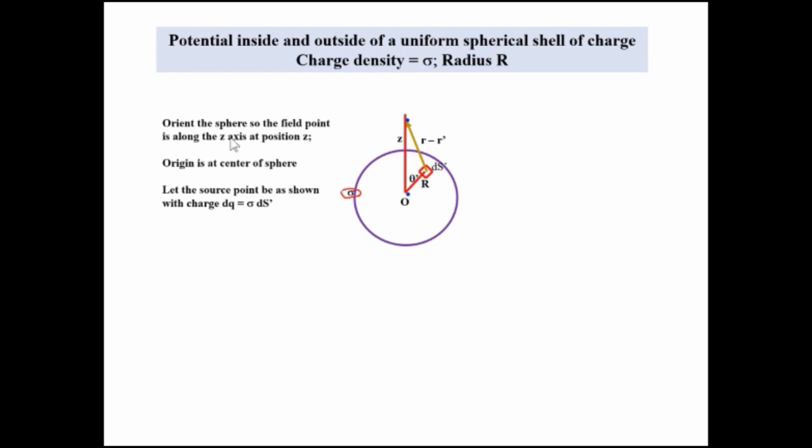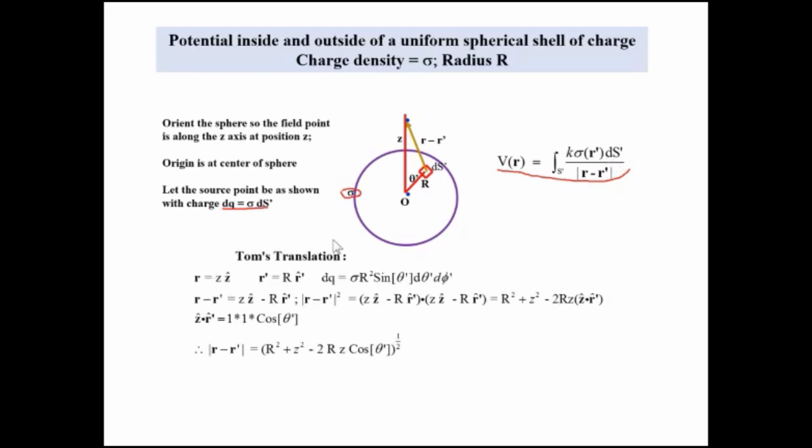We orient the sphere so the field point is along the z-axis. I'll be using z. Realize that we could have used little r for this vector here, but we'll just use the parameter z. So we'll take the origin at the center of the sphere. We'll let the source point be this little patch of area. We'll call it ds prime, so that dq is sigma times ds prime because this is a constant. We're going to be using our surface area version of the potential, and so we'll have to find r prime, and then the magnitude of r minus r prime, and we'll have to define ds prime.